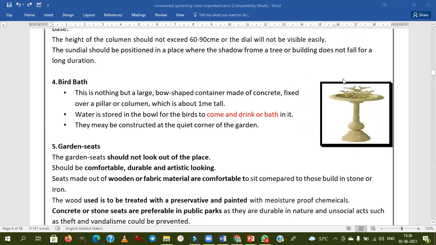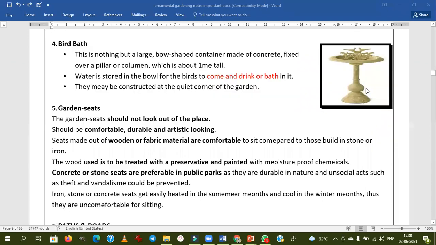Then the bird baths are kept in the corner of the gardens. This is also an important point. Because if you keep them on the roadside, the birds won't come and peacefully drink the water because the disturbance will be more. So if you want to attract more birds, the bird bath should be kept in the corner of the gardens, so the visitor can enjoy the bird view from a distance.